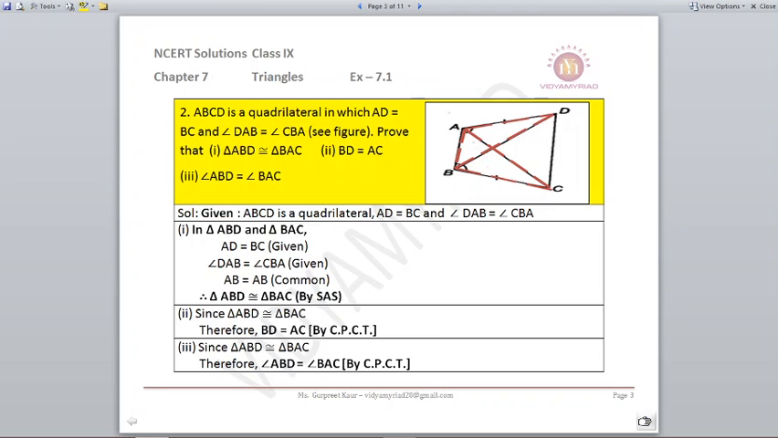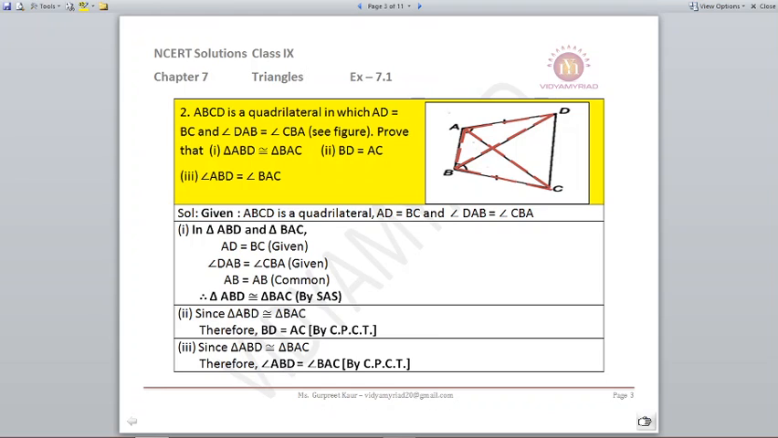In the triangle ABD and triangle BAC, I have marked it with the red line so that we can focus over there. We can simply write AD is equal to BC as it is given to us. Even angle DAB is equal to angle CBA, which is also given to us. And the third thing we need to find out, if you see AB is common in both the triangles, we will write it out. AB is equal to AB, which is common, and hence the triangles are congruent by SAS property.